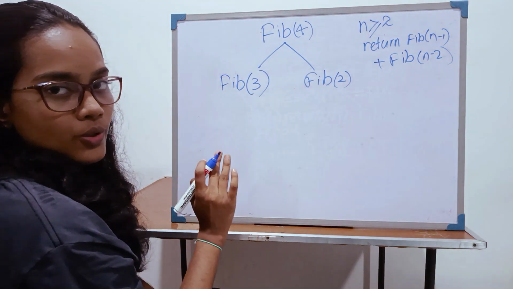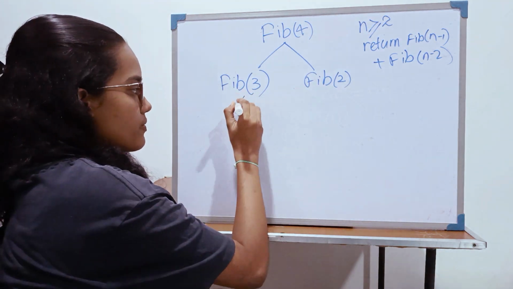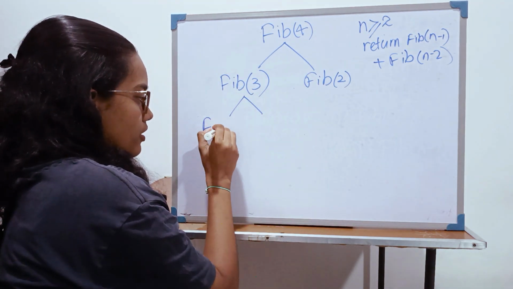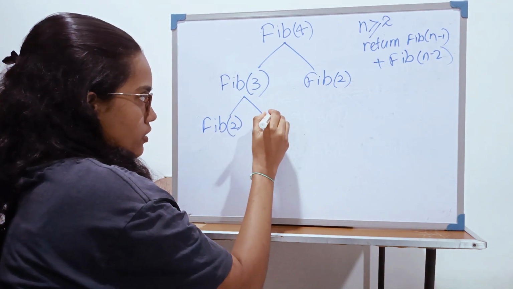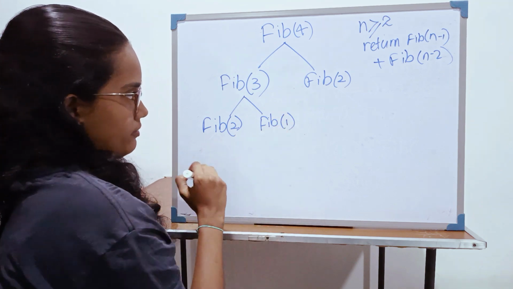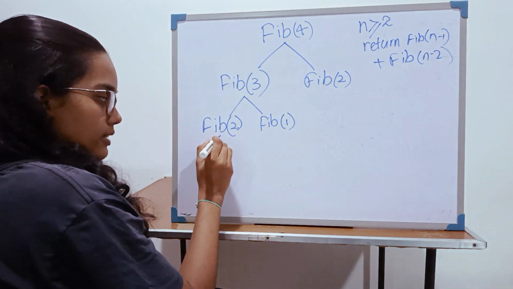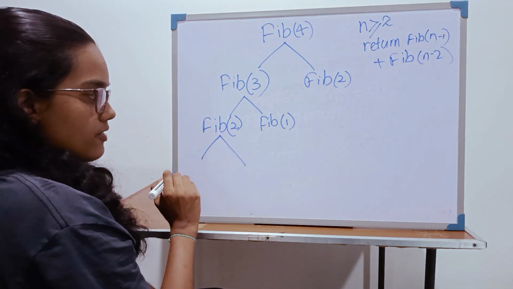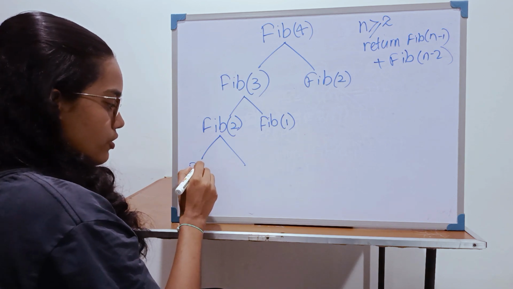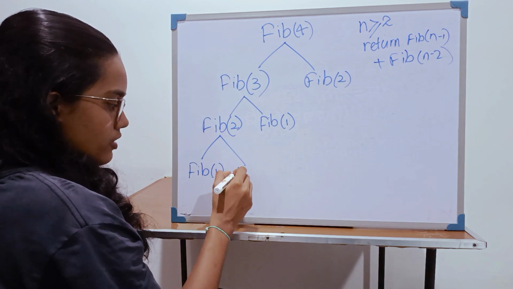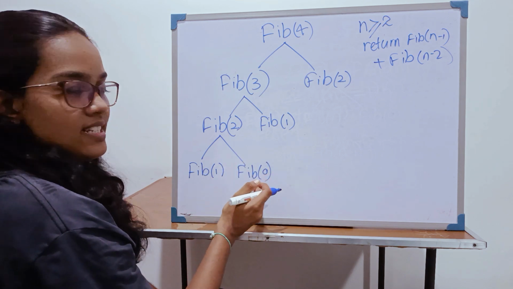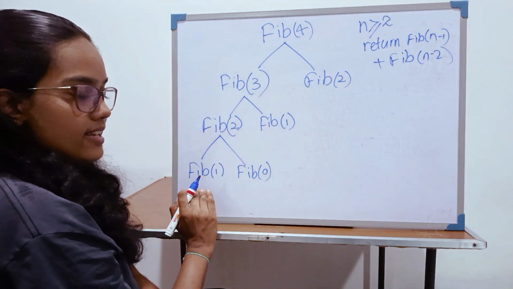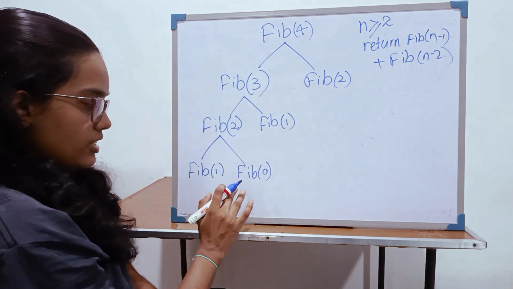Still, these two hit our recursive case. So fib 2 and fib 1. This one still hits our recursive case, so fib 1 and fib 0. This hits our base case, and this is our stopping condition.